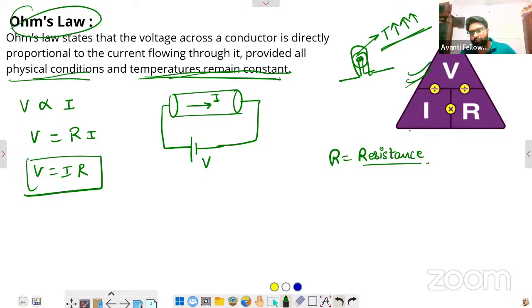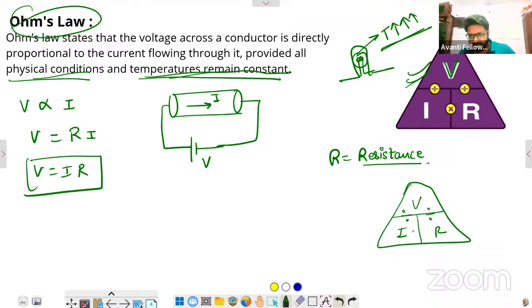Suppose you want to calculate the value of potential. You just hide the potential. Do it in your notebook. Draw a triangle like this. We place I and R here, and this is divide, and this is multiply. So suppose we want to calculate the value of potential, you hide the V tab. Only I and R remain, and I into R. So V is nothing but I into R.